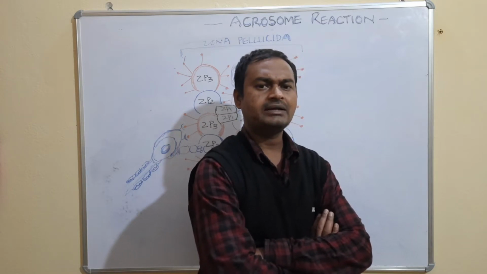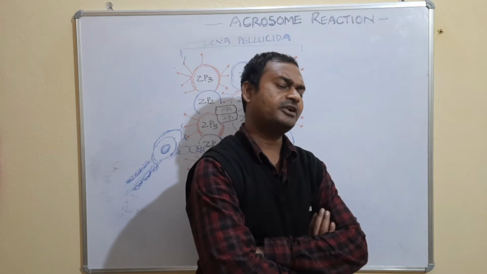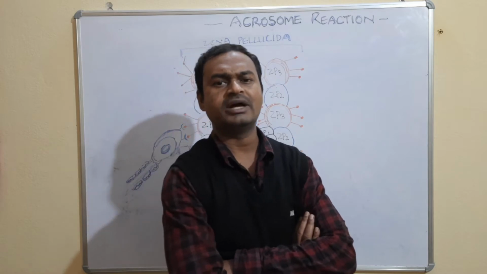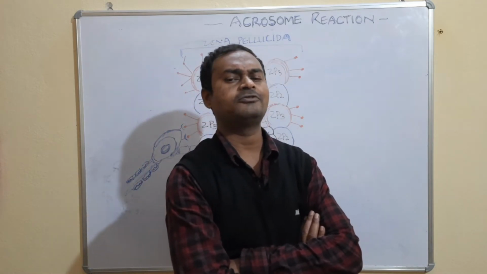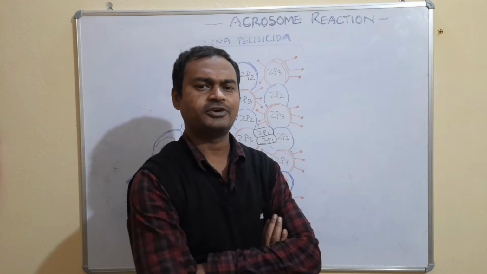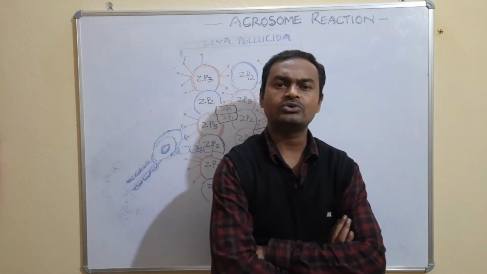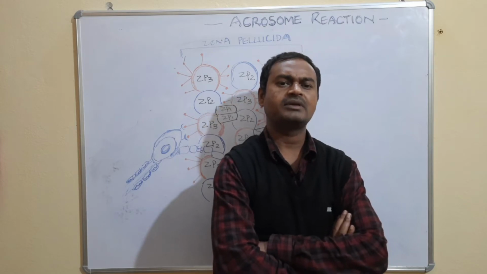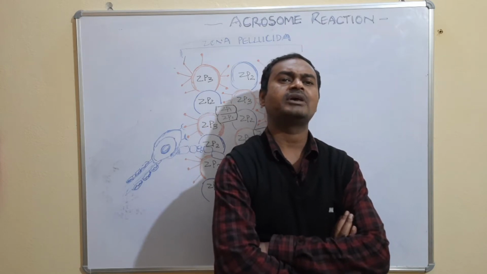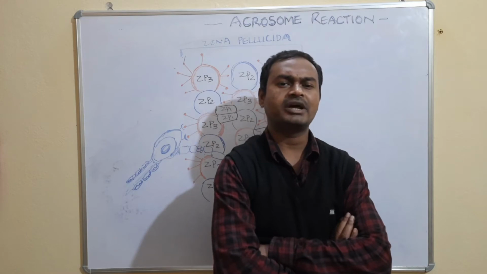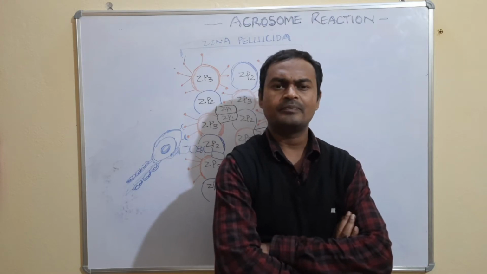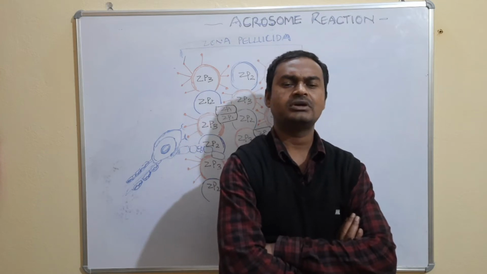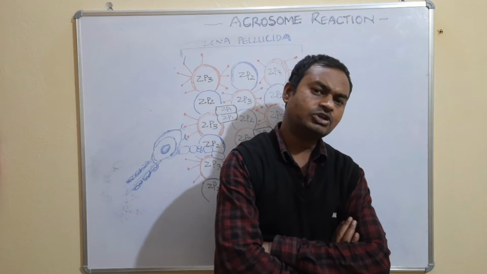If it reaches the zona pellucida, there could be two fates of this sperm head. Either the acrosome barrier will be intact, meaning the head enveloped by the acrosome vesicles is intact, or it may have fused with the cumulus.